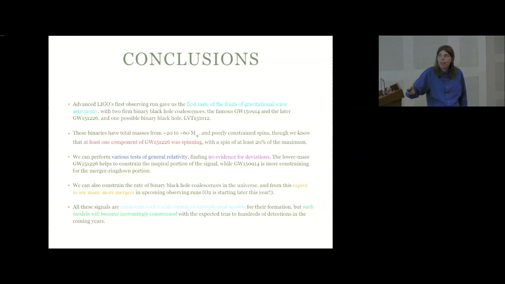In terms of testing general relativity, we find no evidence of deviations as yet, which we're continuing to look for. And just the geometry of 151226, which is lower mass and has more of the inspiral there, helps constrain better the inspiral portion of the model. We can constrain the rate of black hole collisions in the universe, and we expect many more mergers from O2.